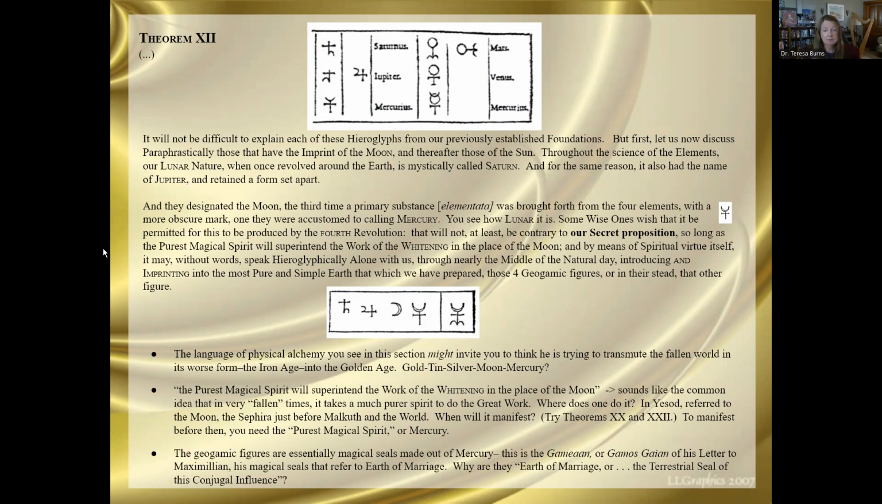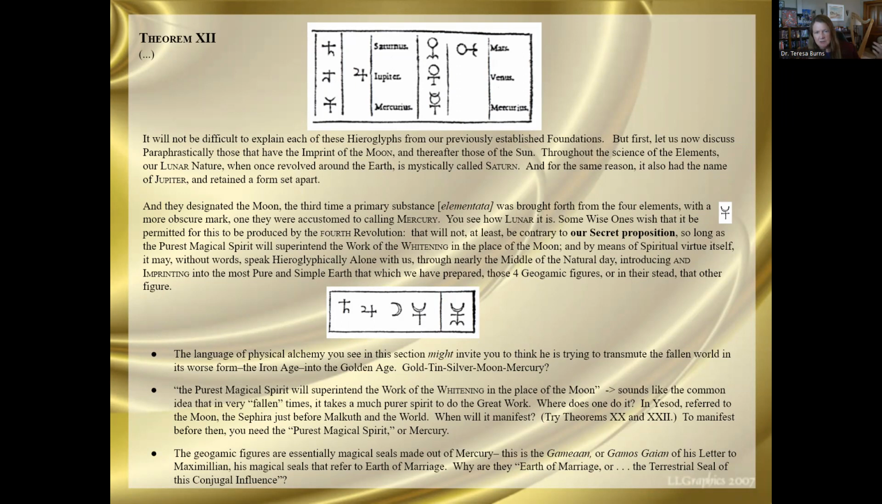Well, perhaps. Let's go on to the 4 geogamic figures. These are essentially magical seals, and he is going to say that they are made out of Mercury. All right, let's look at these. 1, 2, 3, 4. We've got Saturn, Jupiter, the moon, and an unusual form of Mercury. And he says they're geogamic figures. Remember what he said about that in the letter to Maximillian.